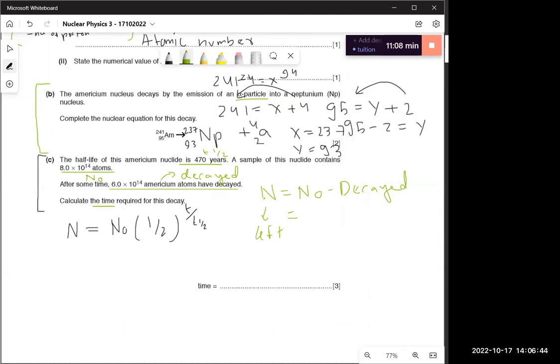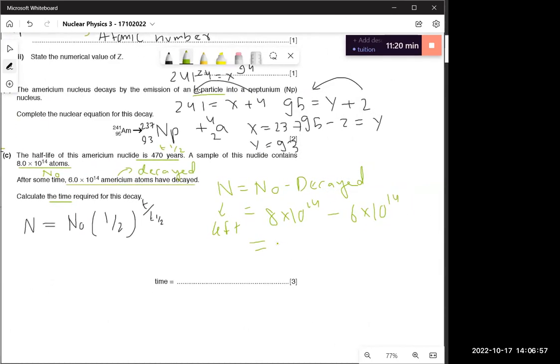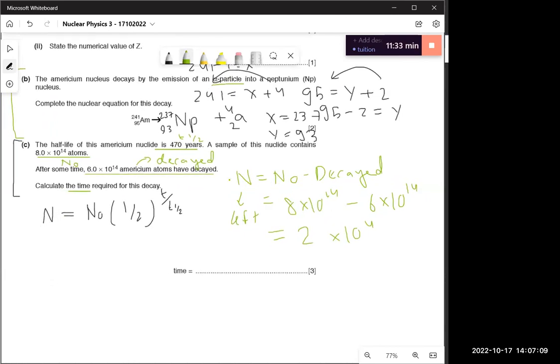Fine. Now to find N, we'll just subtract how much is decayed from the total particles. Total particles were 8 into 10 to the power 14 minus 6 into 10 to the power 14. So how much is remaining, Neha? 8 minus 6, how much? 2. 2 into 10 to the power 14. Yeah. Now that is the N left. So we can use this equation now to find T.